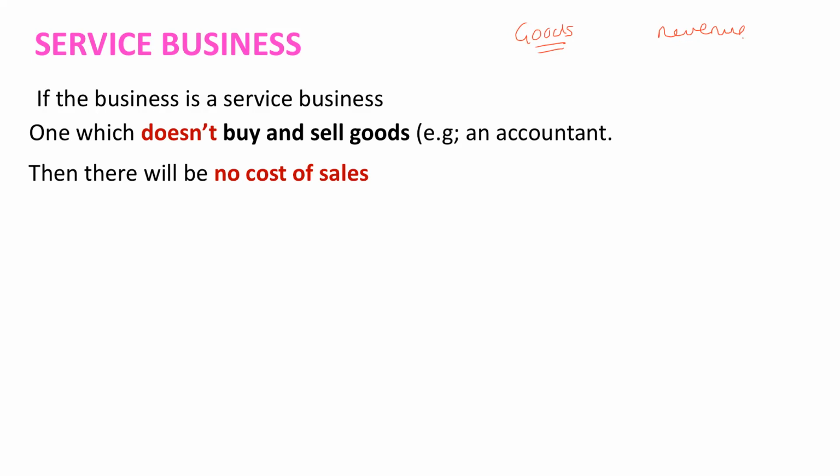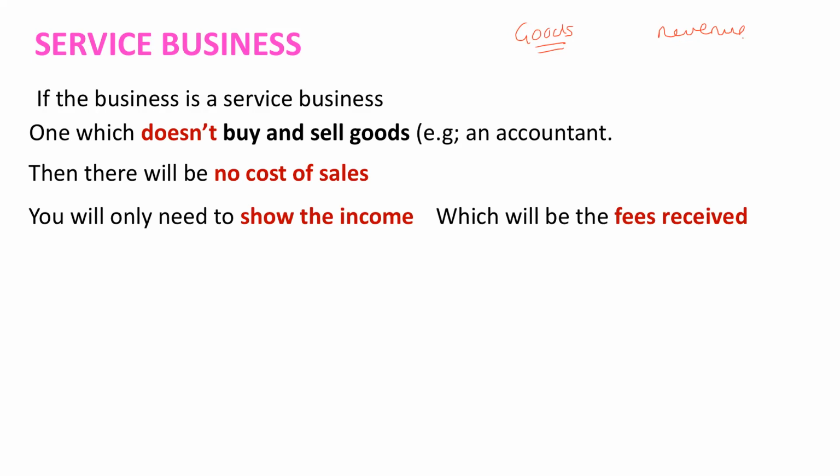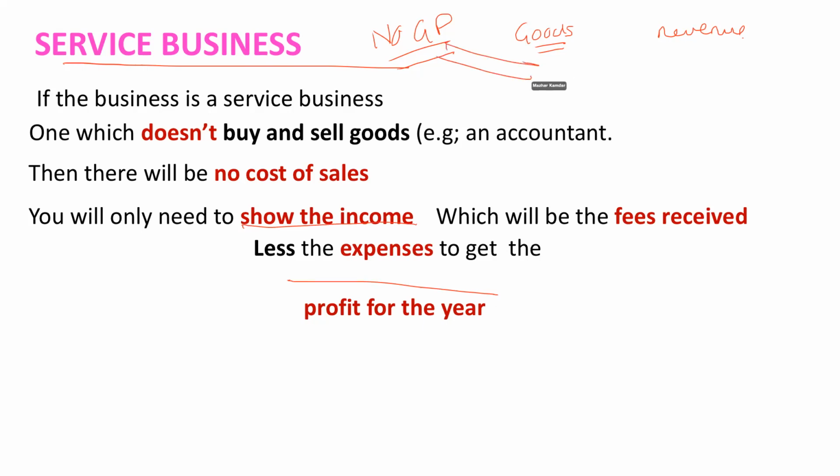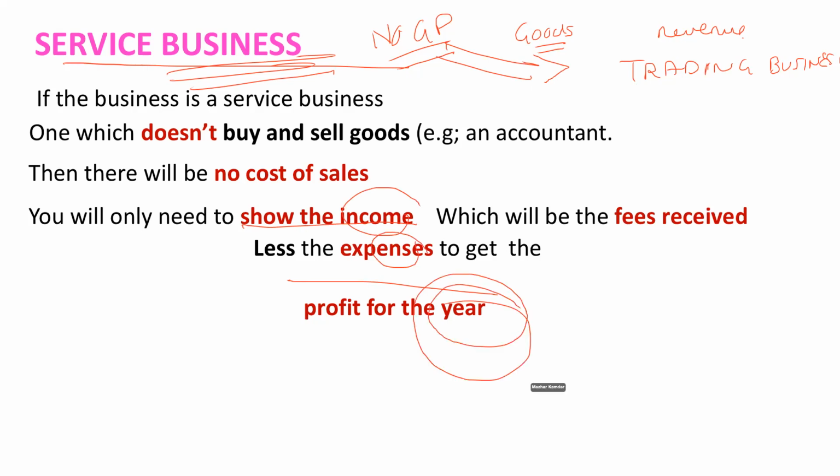So in a service business, you directly start with the income, which would be the fees received. You would subtract the expenses and arrive at the profit for the year. Remember, the service business will have no gross profit. Gross profit is only for a trading business. They directly start with income, less expenses, and arrive at the profit for the year.